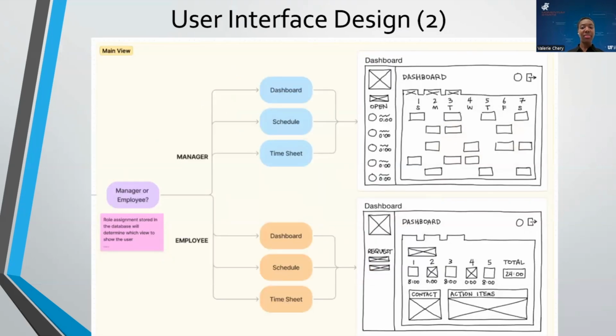In the main view, the credentials stored in the backend will determine what information to display to the user. To keep the application UI simple and consistent, the designs will be similar for both users, and each will have access to their own dashboards, schedule, and timesheets.